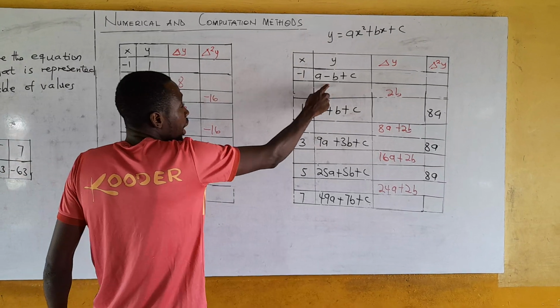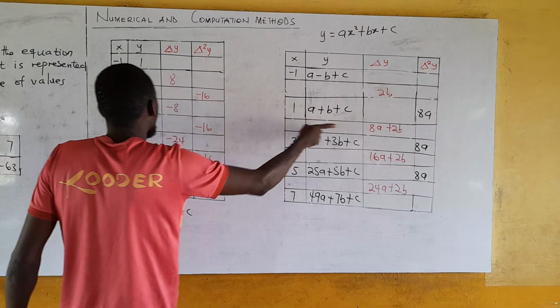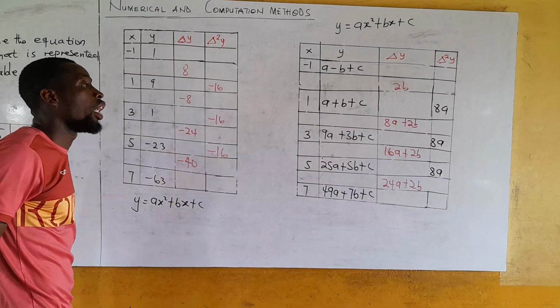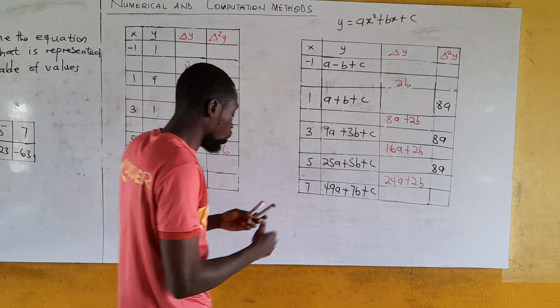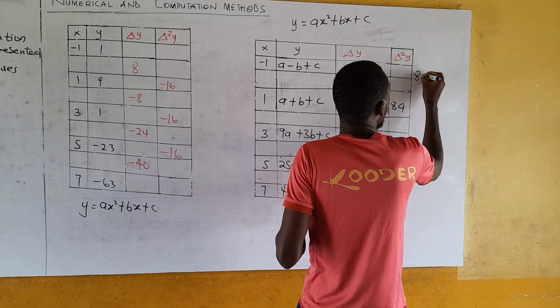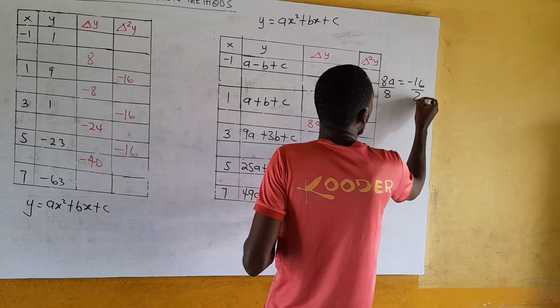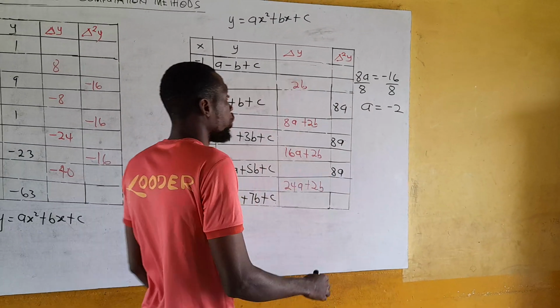1 is equal to a minus b plus c. 9 is equal to a plus b plus c. 1 is equal to 9a plus 3b plus c, in that order. So let's find the first one. Negative 16 is equal to 8a. We can say 8a is equal to negative 16. We divide both sides by 8. A is equal to negative 2. I hope you get that.